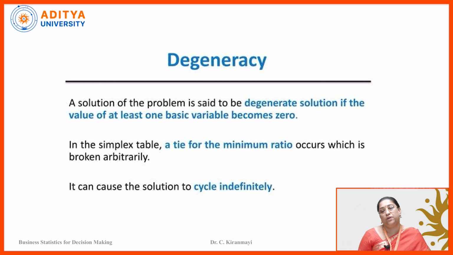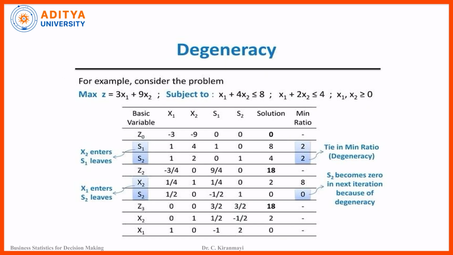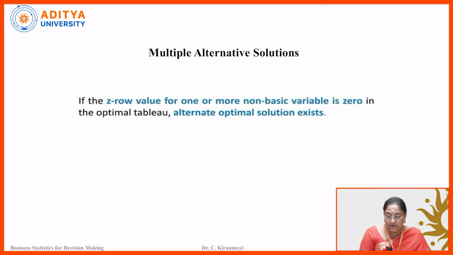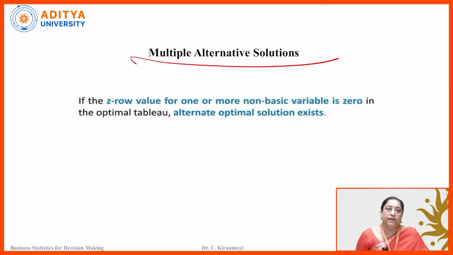Based on two concepts, we can understand whether the solution is degenerate or not. One is, if there exists a tie between the variables in the minimum ratio, the solution is going to be degenerate. And also, in the final optimum solution, if there still exists a basic variable with the value 0, that also denotes the case of degeneracy.